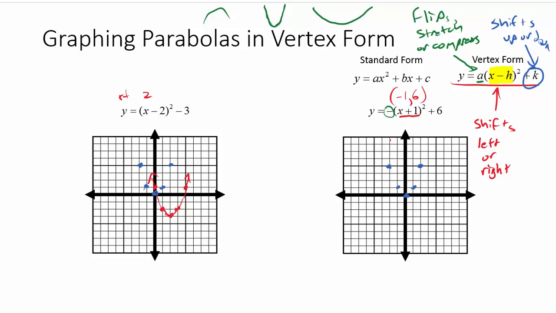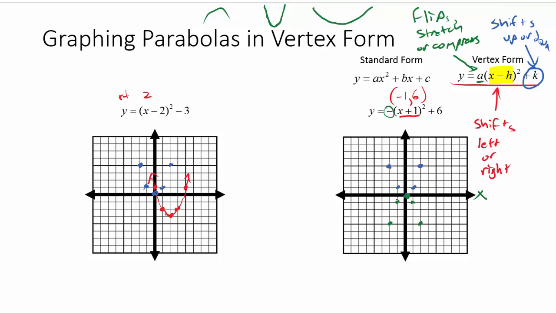So before I try to shift things around, I'm going to flip this graph upside down. Anytime I have a negative out front for the A, the graph gets reflected over the x-axis. So we're just going to reflect the parent function. Instead of opening upwards, it's going to open downwards. So we'll reflect this graph over the x-axis. And there it is. So now the green dots are where I'm at now.